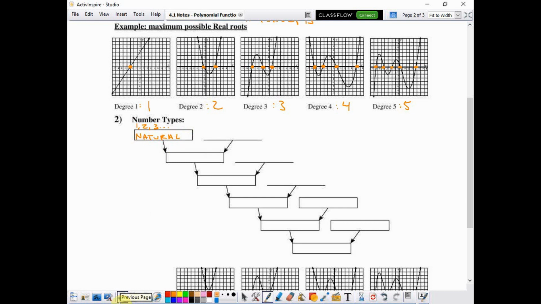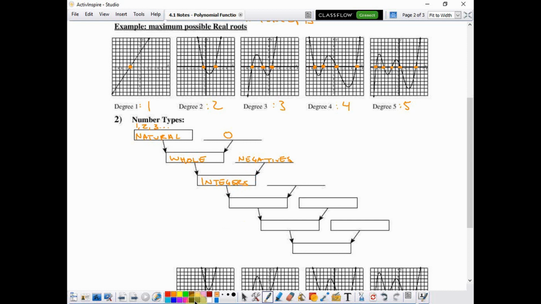Okay, so it's just the numbers that we normally count with. If we add to those natural numbers the number 0, now we've got the whole numbers. So it's 1, 2, 3, and so on, including 0. Then if we throw in negative numbers, so we've got 0, 1, 2, 3, and so on, and then also negative 1, negative 2, negative 3, those are called the integers.